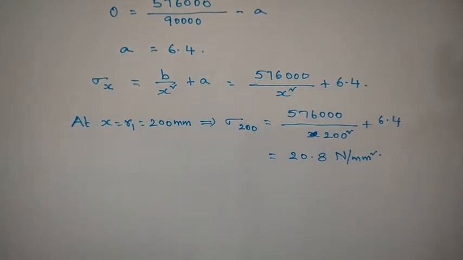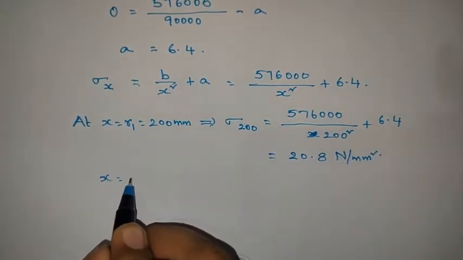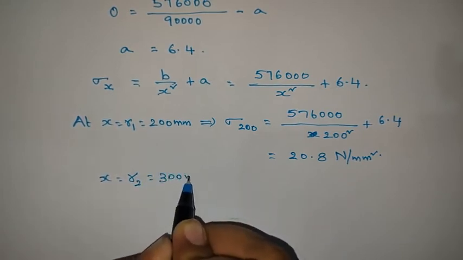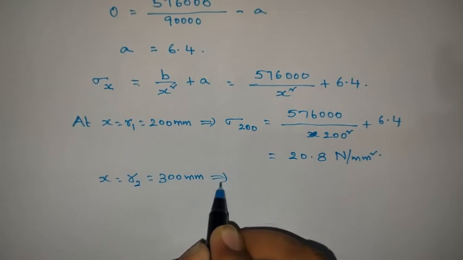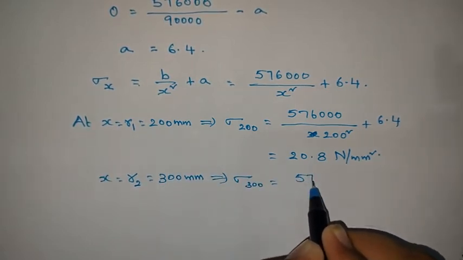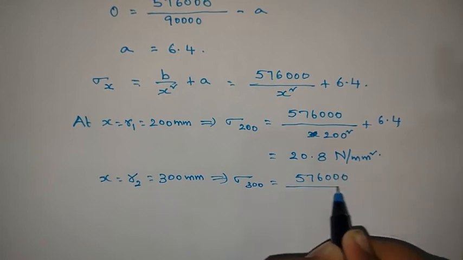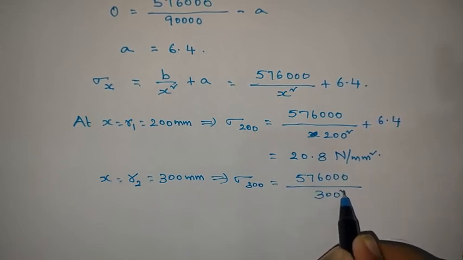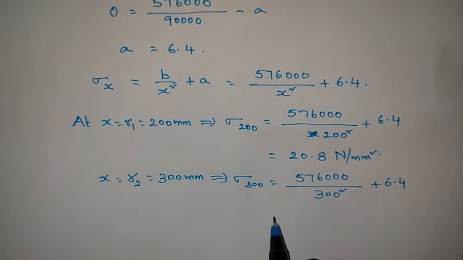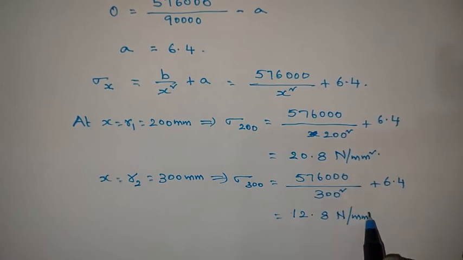So now let us calculate at x is equal to r2. So that equals to 300 mm, the outer radius. So sigma at 300 is equal to 576000 by 300 square plus 6.4. So you will get that value as 12.8 Newton per mm square.